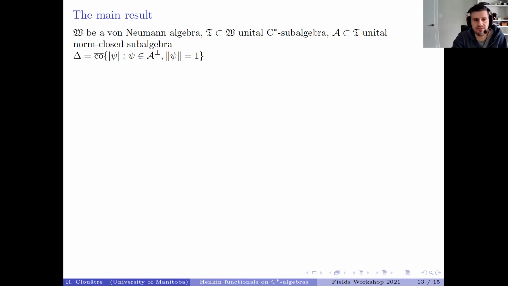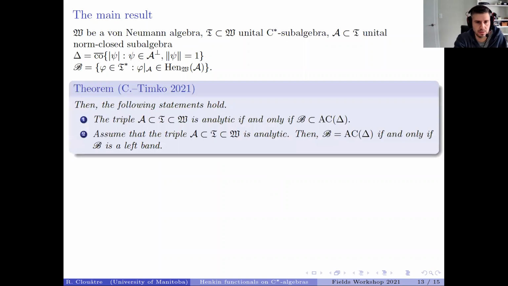What else did we have? We have this set delta, right, that you construct out of the analytic functionals with norm 1. And then we have our set of interest B, this which we really are trying to understand. We want to give a description of this set B, all those functionals on T that restrict to be Henkin on A. Then here's the main result. The main result is that the goal we set out for ourselves actually can be achieved.